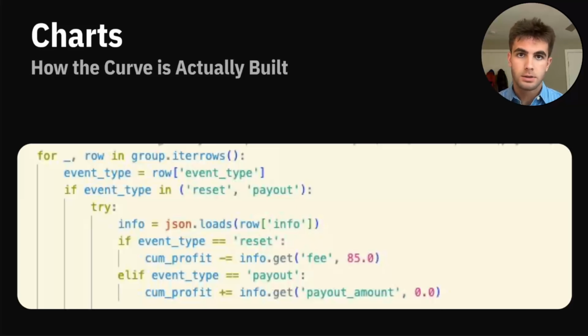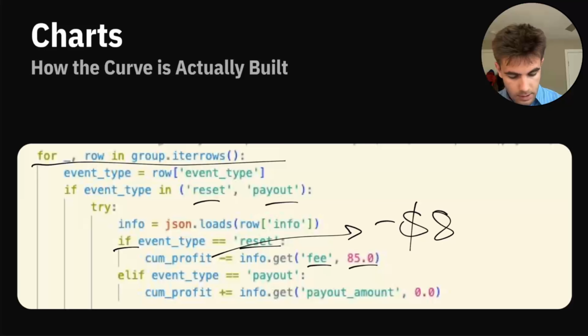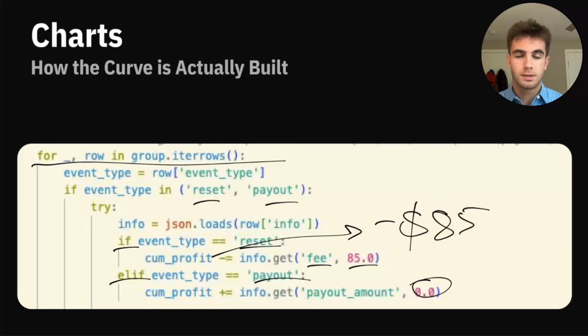Well, we look at those event logs, going row by row, whether it's a reset or a payout, because those are what actually affect the net profit. So if it's a reset, then there's a fee of $85, so cumulative profit minus $85. Else, there is a payout. This is 0 here, but that's because the payout amount is not fixed, like the reset fee. So whatever that given payout is, you add it to the cumulative profit. And that is how we generate these curves. It's again just another for loop going row by row, checking what happens. If it changes the net profit, it either subtracts the fee or adds the payout amount.